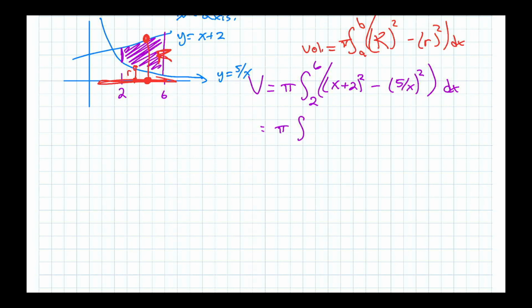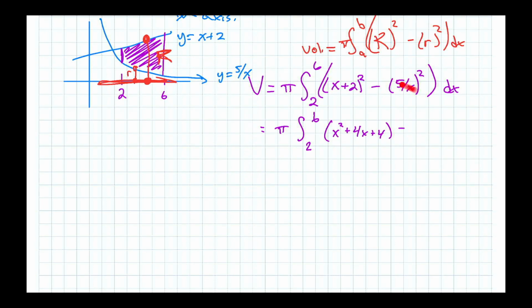Should make sense. Before you try to do this integral, you need to work this out. A little bit of algebra here. Multiply this out, FOIL it. You get x squared plus 4x plus 4. Over here, you have to square this. That's going to be 5 over, no, it's not going to be 25. It's going to be 25 over x squared.